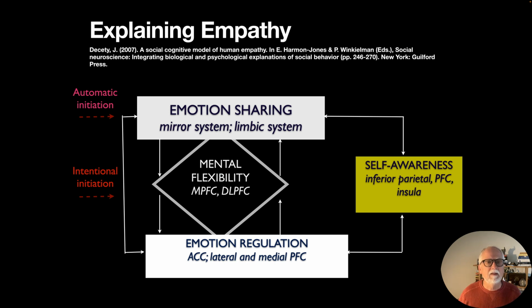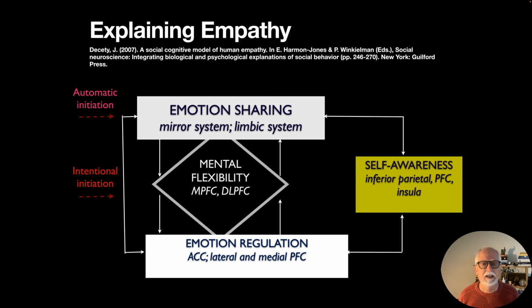But either way, you can see the 4 components I'm talking about there. We have emotional sharing, which in 2007 was still maybe possibly happening in the mirror system, if there was such a thing. The limbic system, obviously, having emotions and being involved. You can see mental flexibility would include things like the MPFC, maybe the dorsolateral prefrontal cortex, probably the TPJ. And then we have emotional regulation, something we haven't really talked much about here.